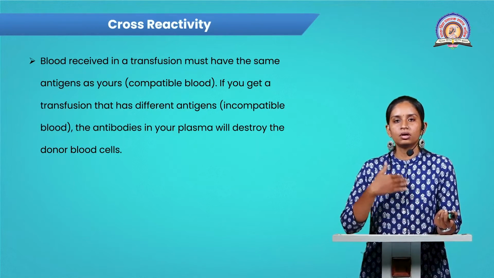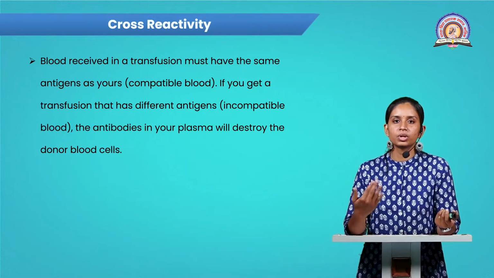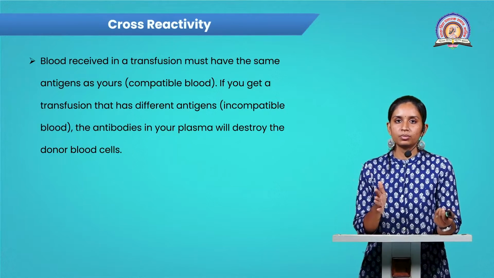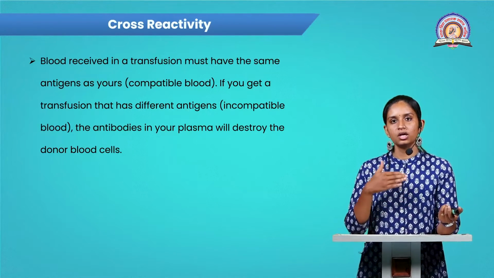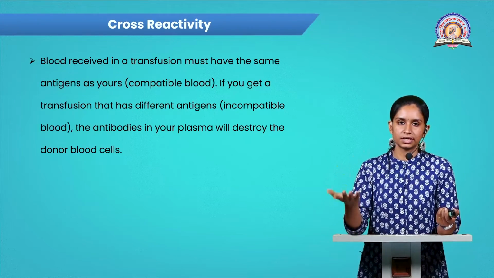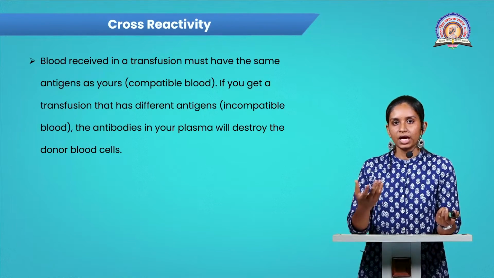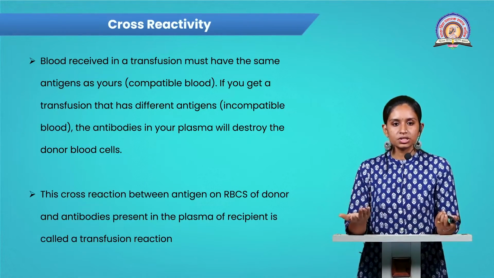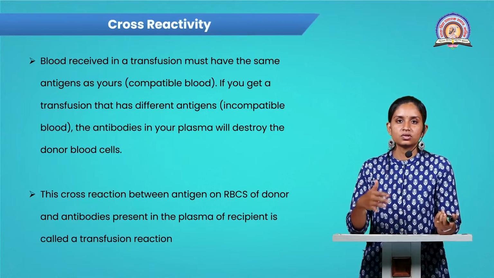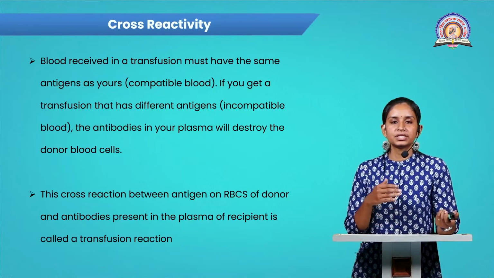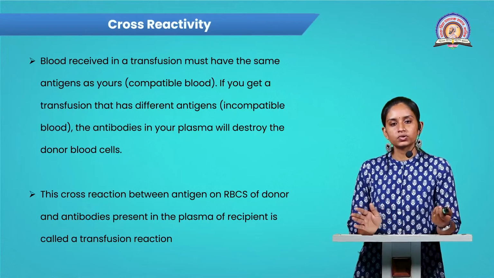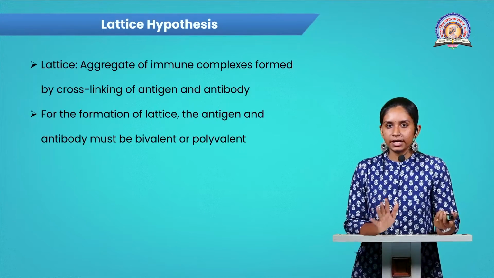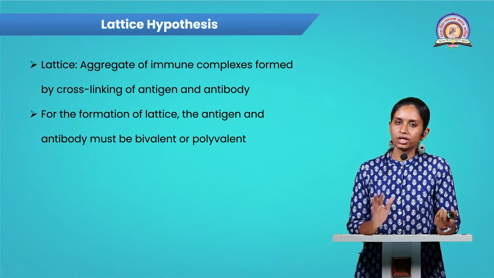If you get incompatible blood, that means a blood transfusion that has different antigens, then what will happen? Antibodies present in your plasma will destroy the donor's blood cells, and due to that blood clotting will occur and it can cause severe effects on your body. So this cross reaction between antigens on the RBCs of the donor and the antibodies present in the plasma of the recipient is called the transfusion reaction. So this is all about the characteristics of the antigen and antibody interaction.